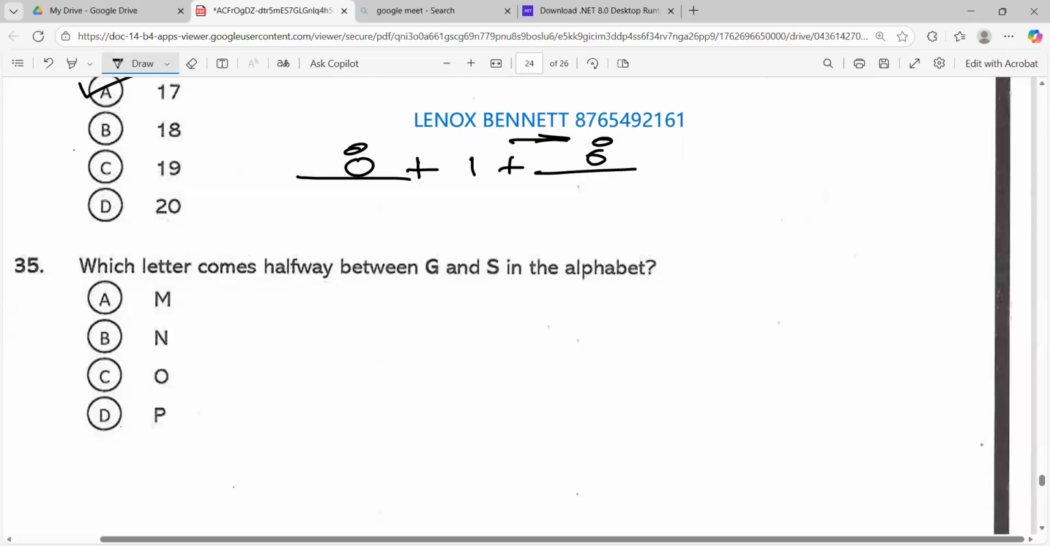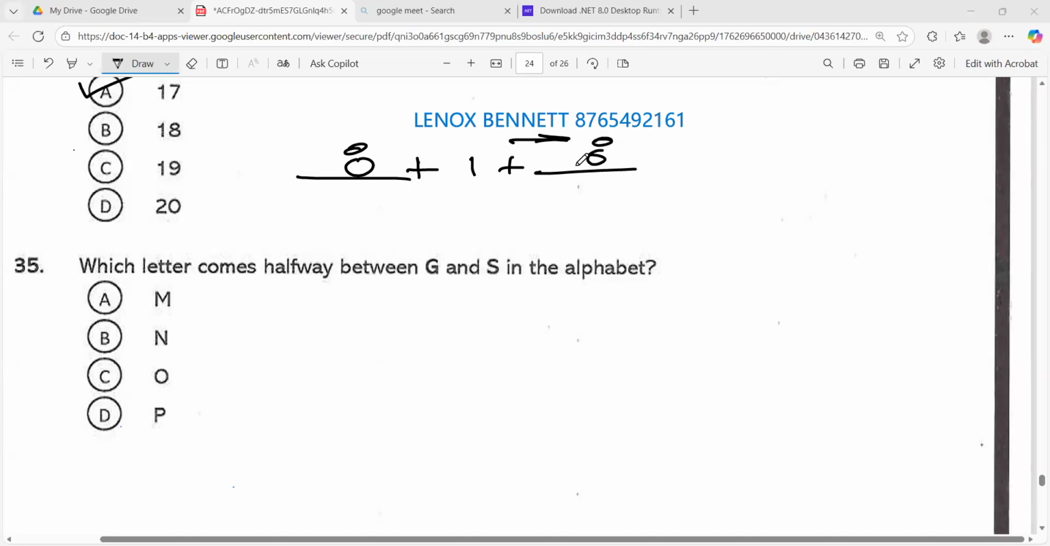This one is very similar. Zara will walk us through this one. Which letter comes halfway between G and S in the alphabet? Halfway. Number 35. Which letter comes halfway between G and S in the alphabet?